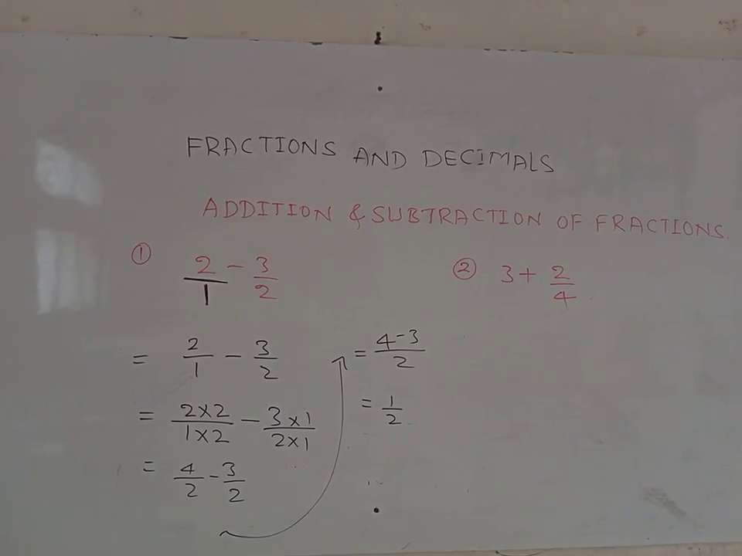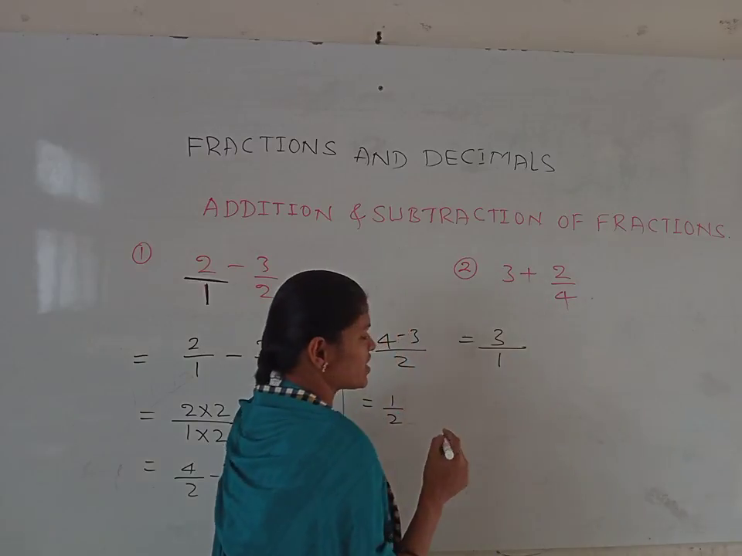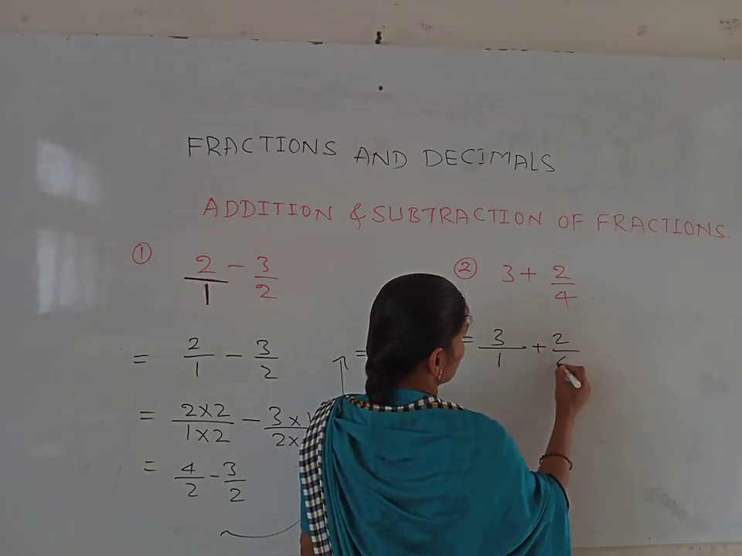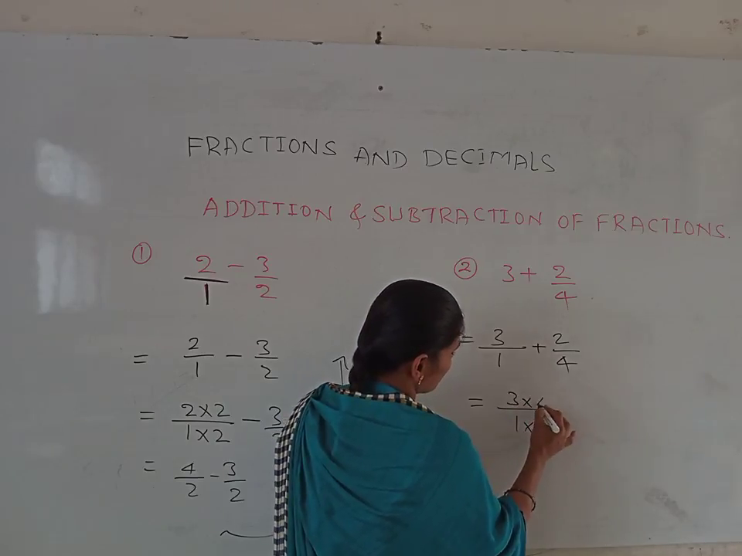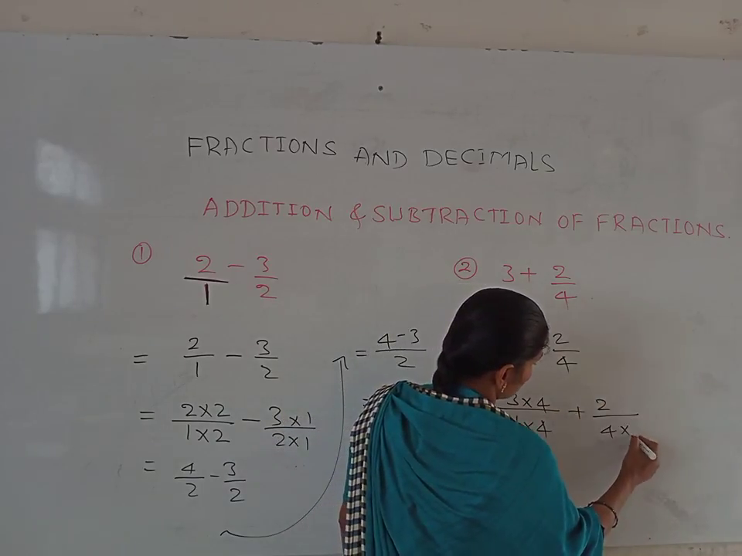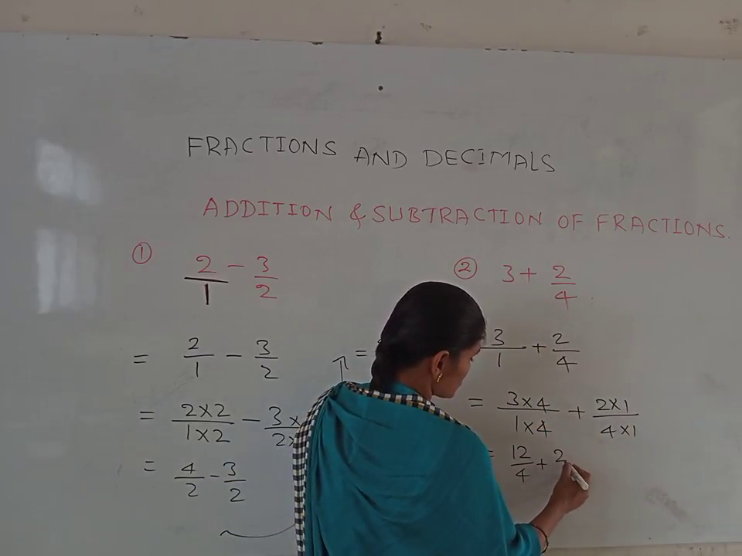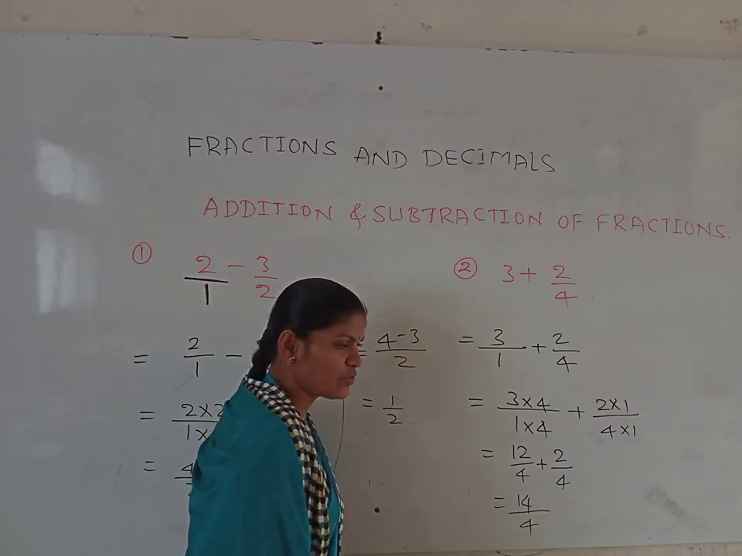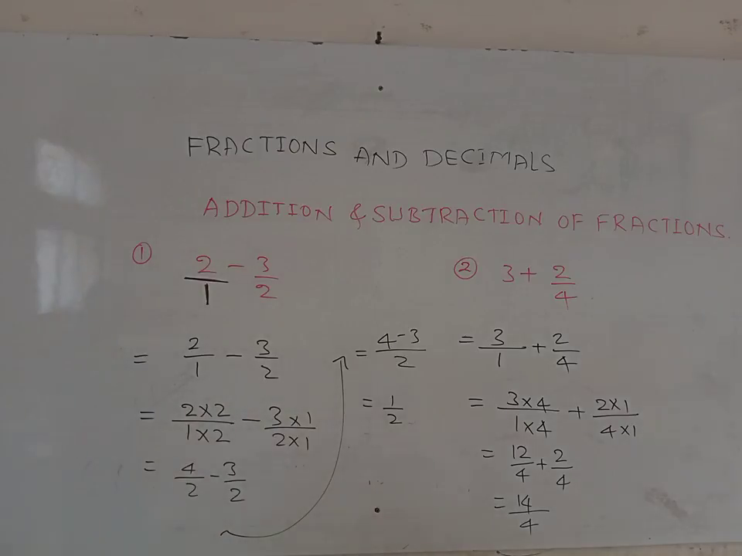Just see how to solve this one. If there is no denominator, every number is at least divisible by 1. You can write 3 as 3 by 1 plus 2 by 4. What is the LCM of 1 and 4? 4 itself. 1 4s are 4, then 3 4s are 12 by 4 plus 2 1s are 2 by 4. Now the answer is 14 divided by 4. Why 14 by 4? 12 plus 2, 14 by 4. Clear? Okay, shall I give one more?